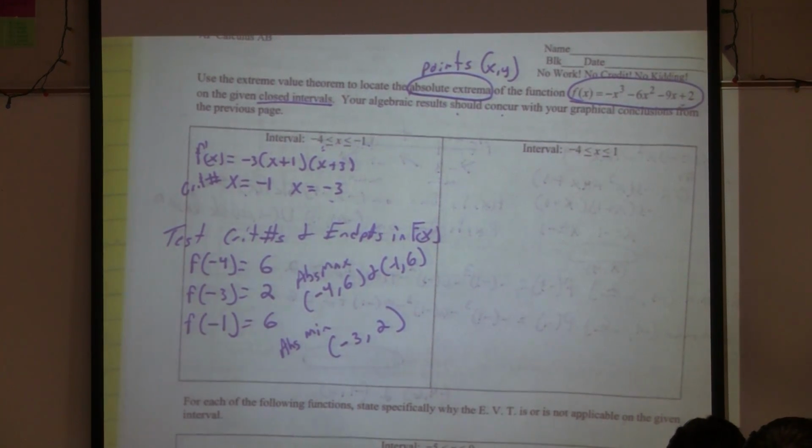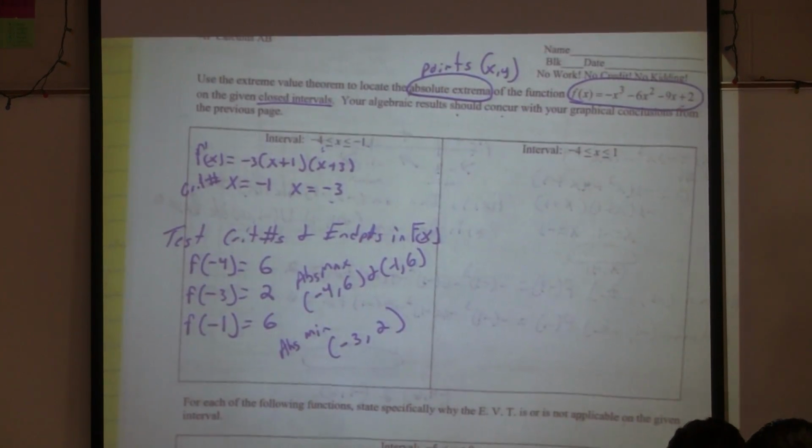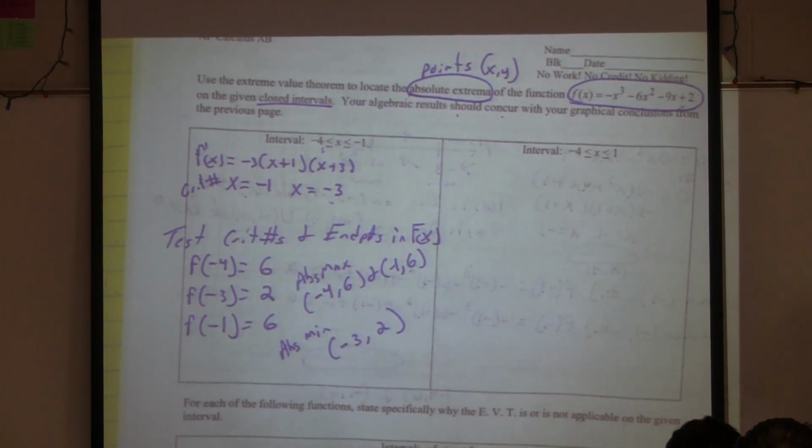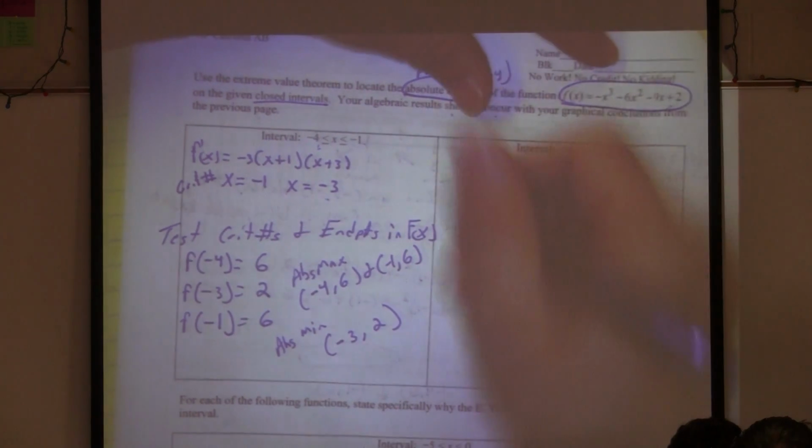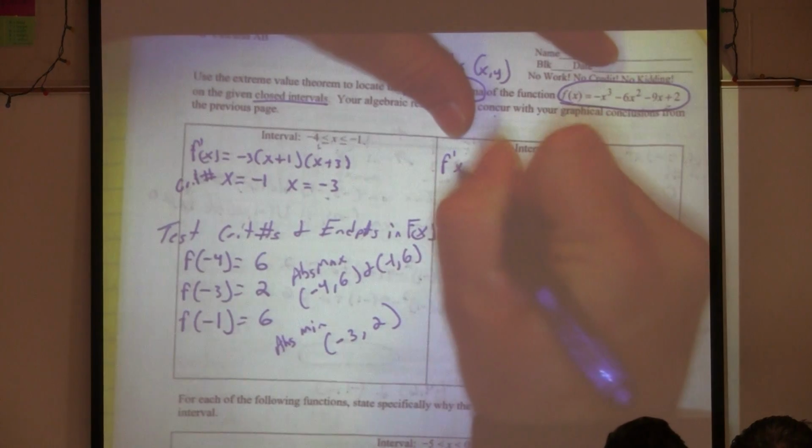You could say f of x is continuous because it's a polynomial. On other ones, you're going to say that they are not continuous, therefore you cannot guarantee an absolute max or minimum. You could say because of the theorem, Mean value theorem does not apply because f of x is not continuous at this value, which is in the given interval. Cool?